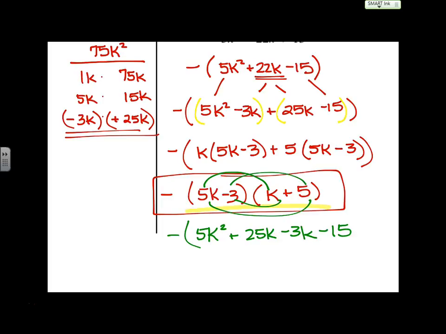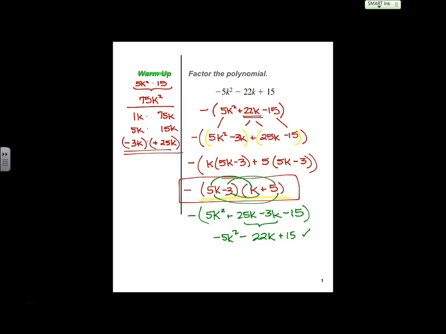There's a negative chilling outside of everybody. This one ends up to be 22k. When we bring in the negative, that'll be negative, this will be positive, and the 5k will be negative. Does this match our original problem? And the answer is C. It is a lot.